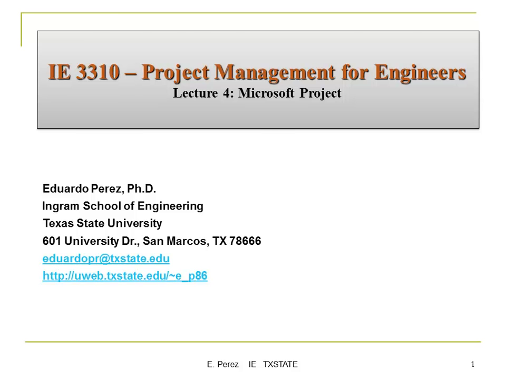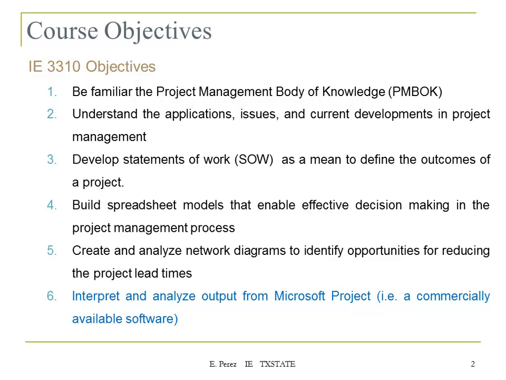The PowerPoint slide has some step-by-step information, but before we get to the software, I just want to show you the objectives for the course. As you can see, objective number 6 is actually related to learning a computer software that would help you plan projects in the future. So interpret, analyze, output from Microsoft Project. There's a lot of information that you'll be able to get from the software once you put all the information from your project.